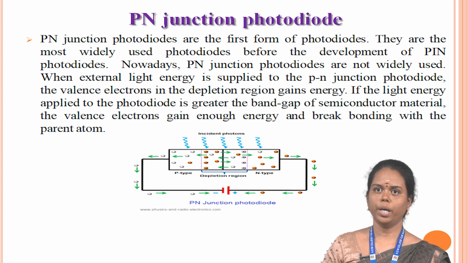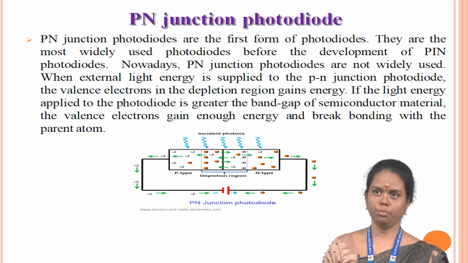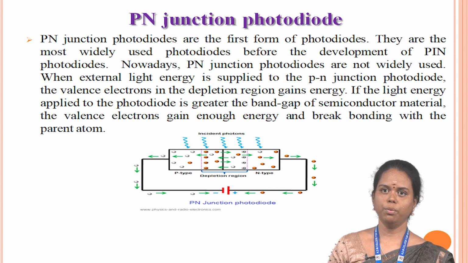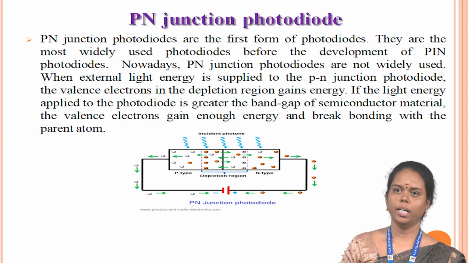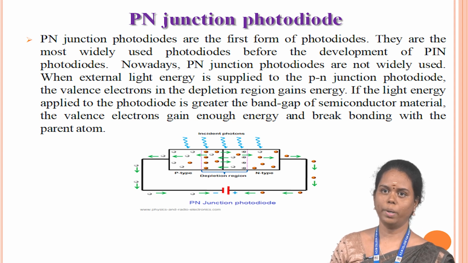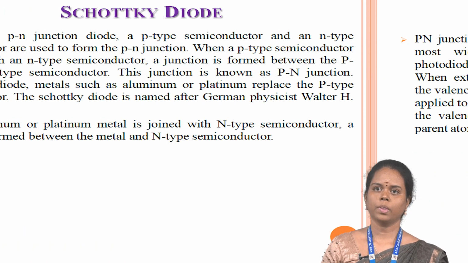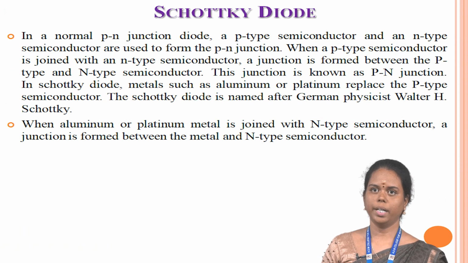Then PIN photodiode. PIN photodiodes are developed from the PN junction photodiode. The operation of the PIN photodiode is similar to the PN junction. The PIN photodiode is manufactured differently to improve performance. It is developed to increase the minority carrier current and response speed. Then the last one, the Schottky diode.